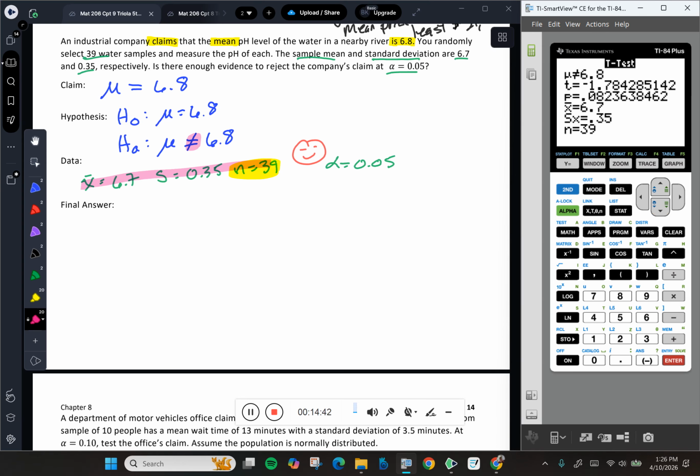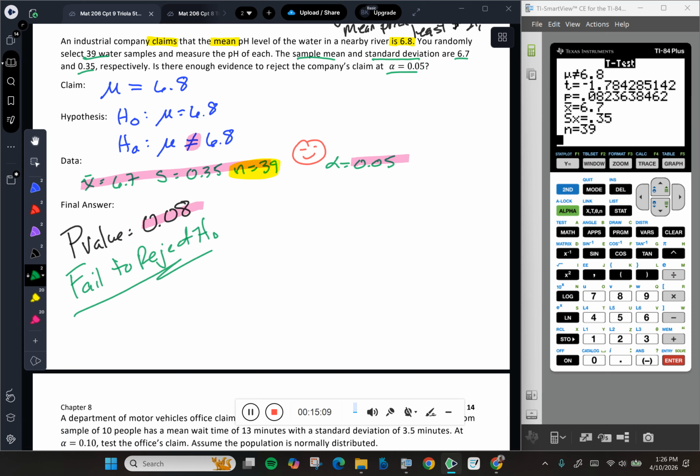My test statistic, should I need it, is negative 1.78. But what I'm really looking for is the p-value, and my p-value is 0.08. When I compare P with alpha, I see that P is greater than alpha. When P is greater than alpha, we fail to reject the null. Remember, our claim was the null, and we're failing to reject the null.